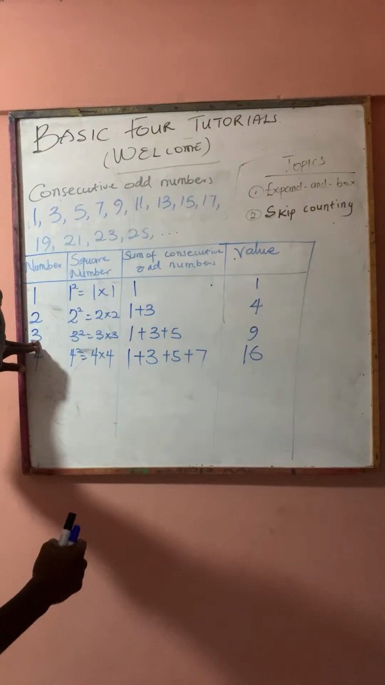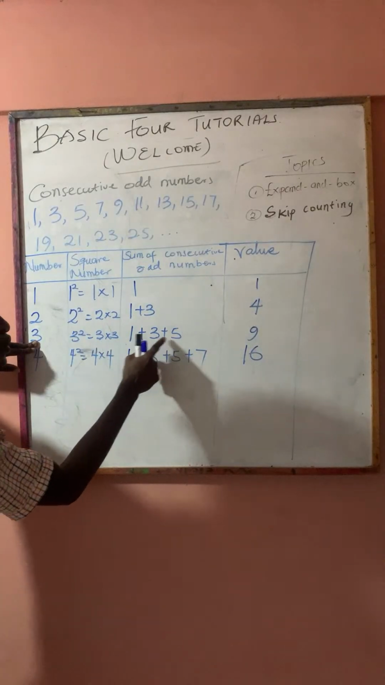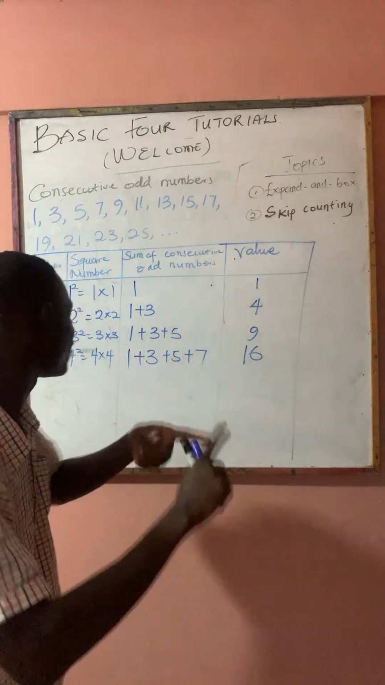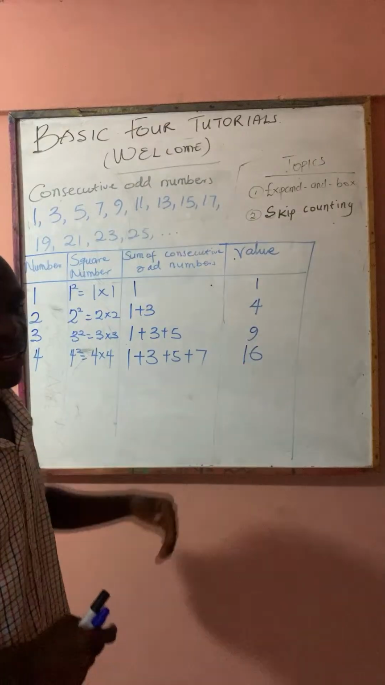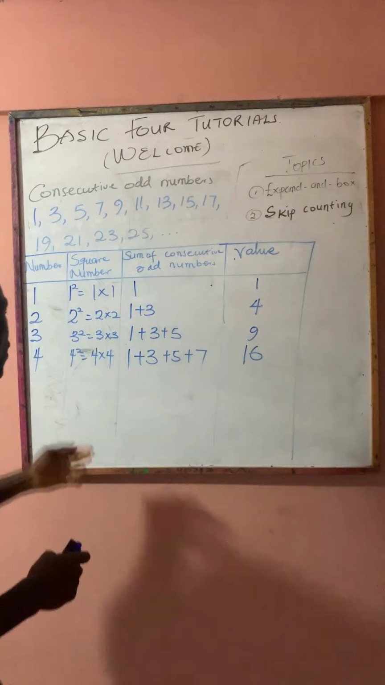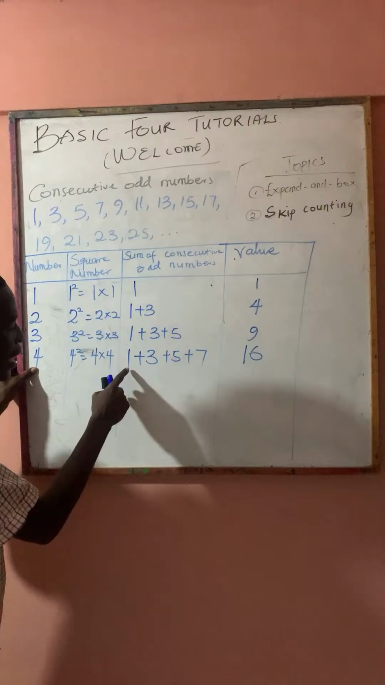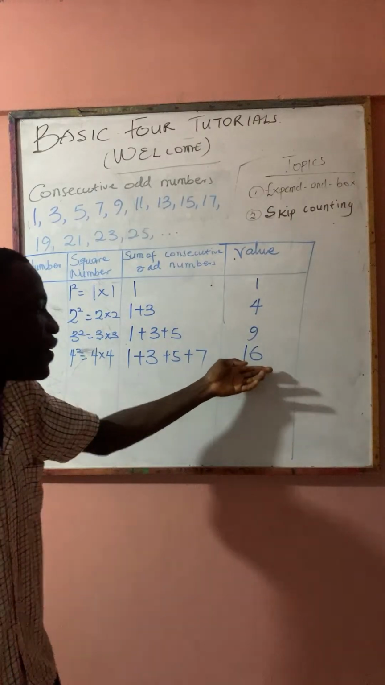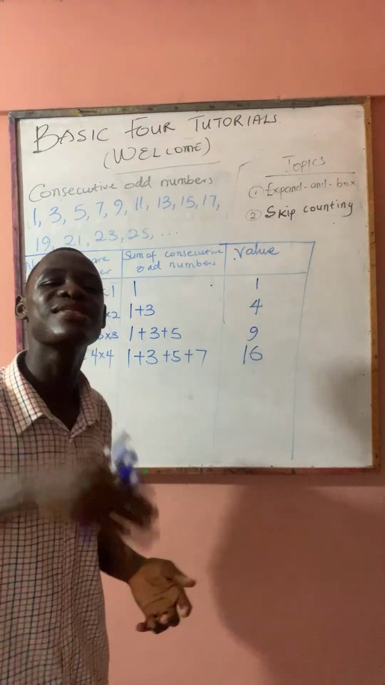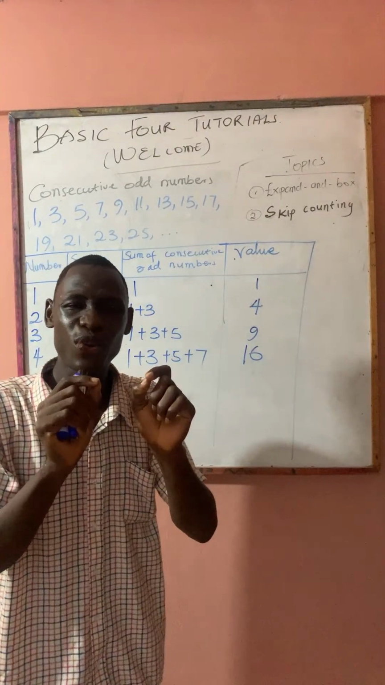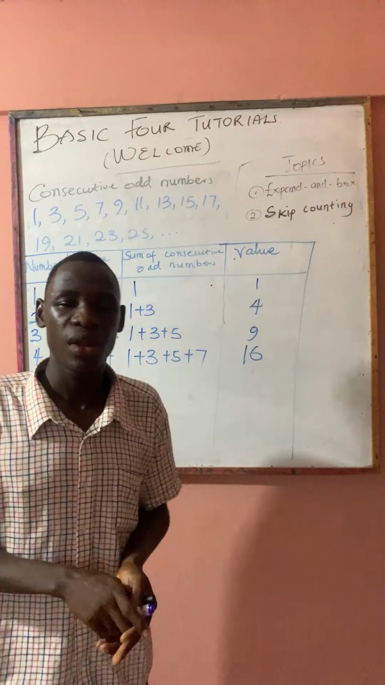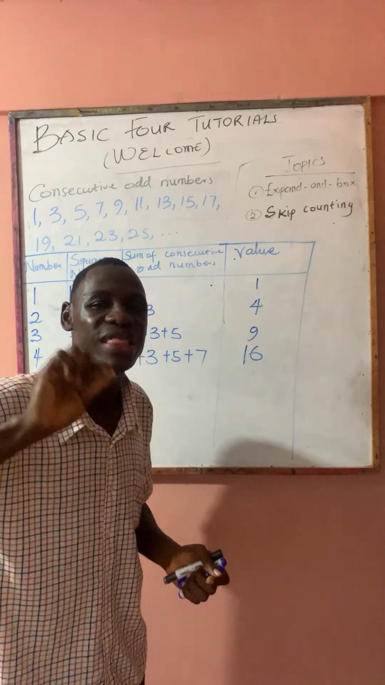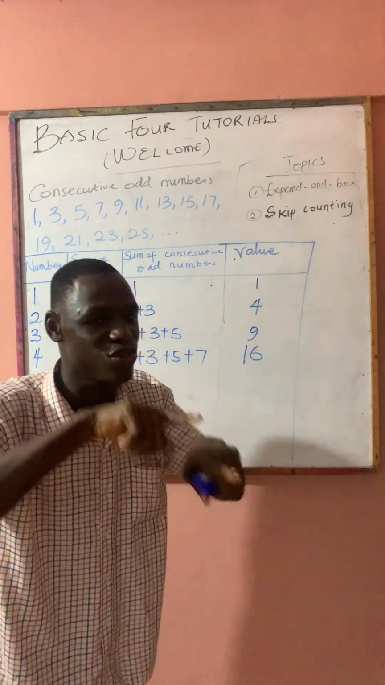When we square 3, we used the first three odd numbers, 1, 3, and 5. So 3 odd numbers were added to give us the value of 3 squared, which is 9. And we have squared 4. We added the first 4 odd numbers to give us the value of 16. That means that to find the value of a number that is squared, the number that is squared should give you the number of odd numbers that will be added to give us our answer.